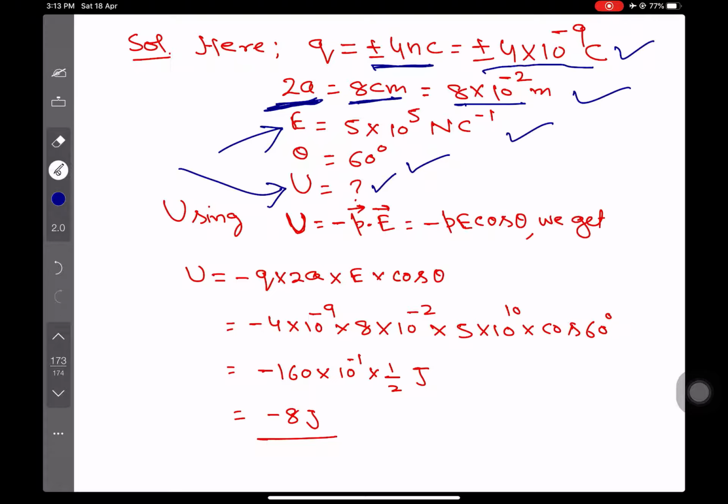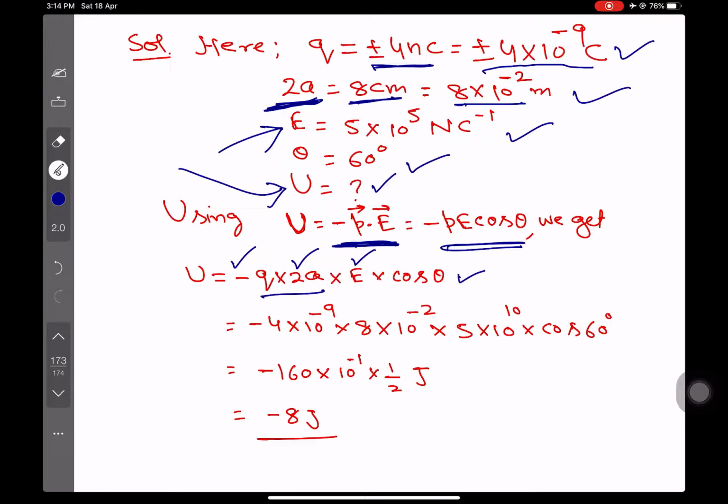Now let us use the formula for capital U. Capital U equal to minus P dot E. Please remember this formula. U equal to minus P dot E, and minus P dot E is minus PE cos theta. Let us put the various values. We get capital U equal to, now P means Q into 2A, the negative sign is there, in place of P comes Q into 2A, E as it is, cos theta comes. Now let us put the values.